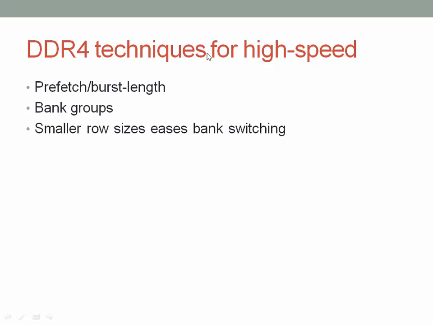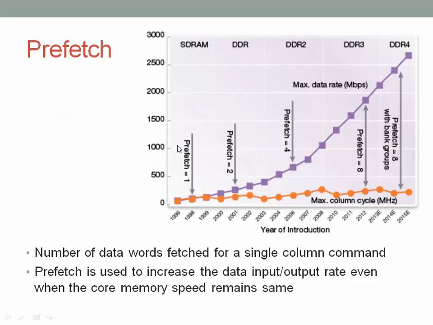So how does DDR4 achieve such high speeds compared to DDR3? There are a couple of techniques. Firstly, the prefetch or the burst length, and it also has bank groups, and it has smaller row sizes compared to DDR3, which eases the bank switching. So firstly, prefetch.